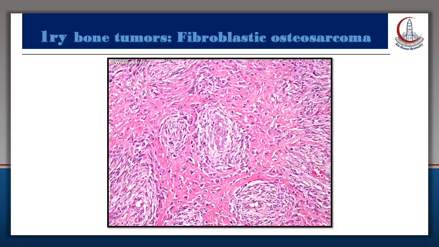This is a fibroblastic osteosarcoma. As we see, there must be an osteoid matrix to identify the nature of osteosarcoma, but fibroblastic differentiation is present, thus we classify it as a fibroblastic osteosarcoma.